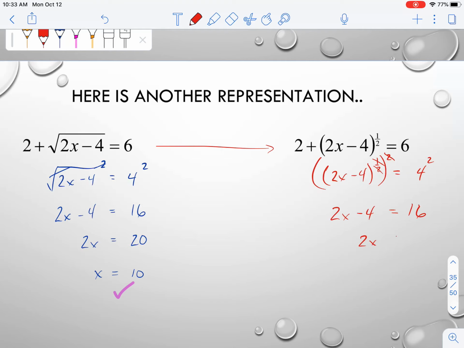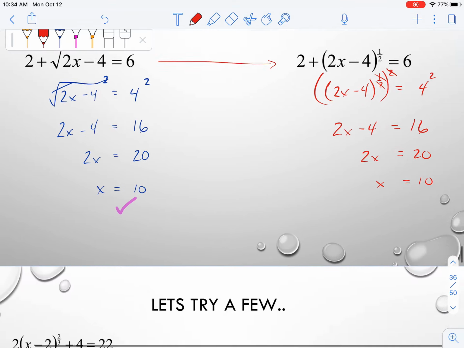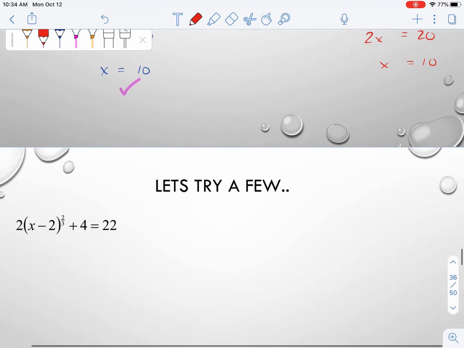And you'll see that from here, my steps are exactly the same. Fundamentally, raising both sides to the reciprocal power is the same thing as, in this instance, having a square root and squaring both sides. They do the same exact thing, just a different way of writing it, tomato, tomato. So let's try another one.